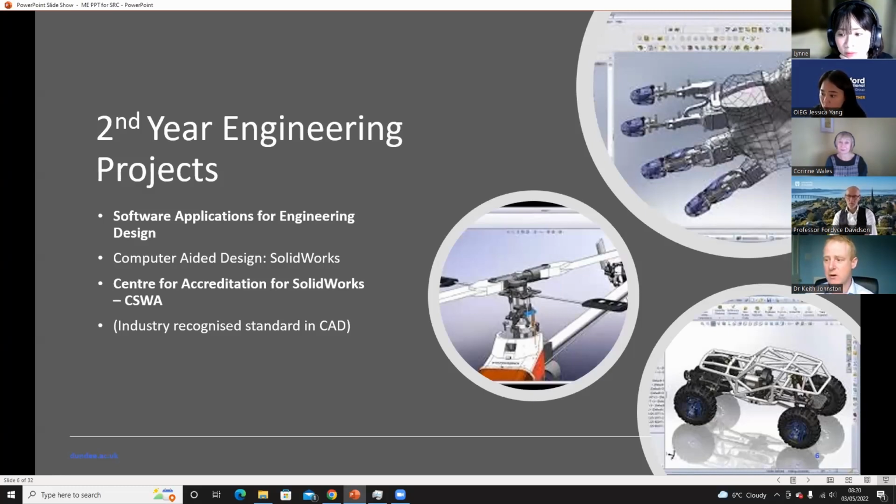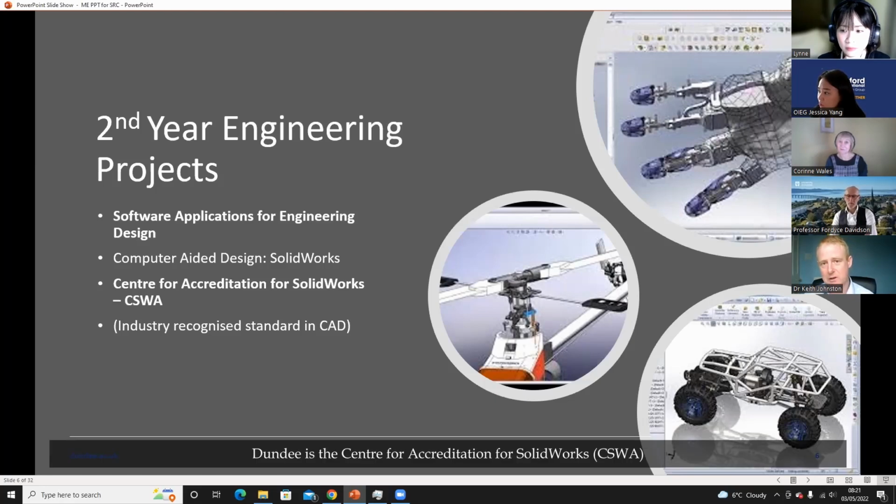So we're very, very strong in CAD design, where we use an industry recognized software known as SolidWorks, where you begin to design individual models. You can see some examples here of some robotic hands, some helicopters, some automotive, where you design parts and put them together to make a functional assembly, of which then you can go and you can create engineering drawings, for example.